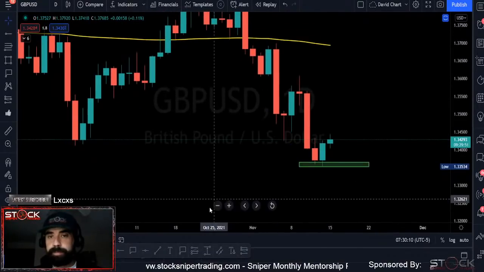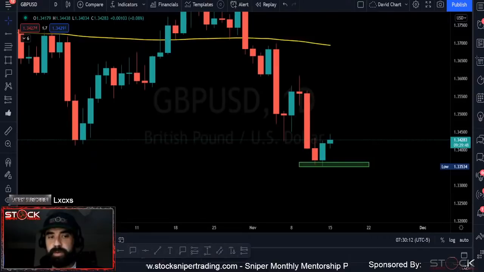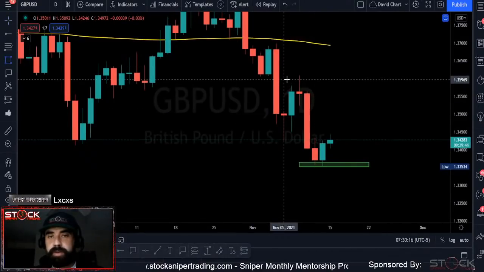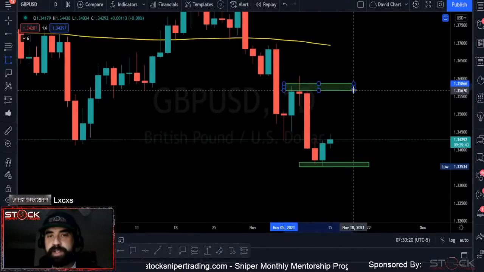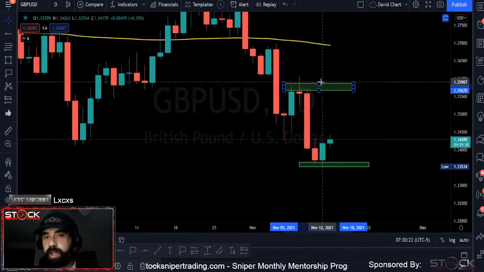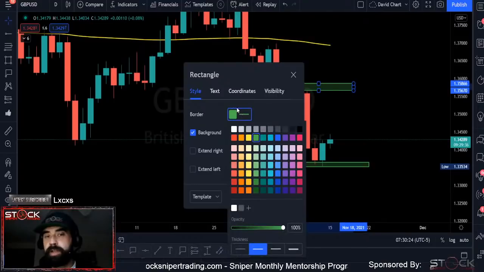So where I see key areas is obviously up here, but we don't need to gather too much in terms of the wicks, the high wick. We can just do that actually with the horizontal ray.